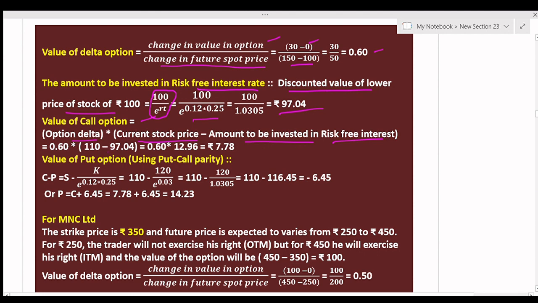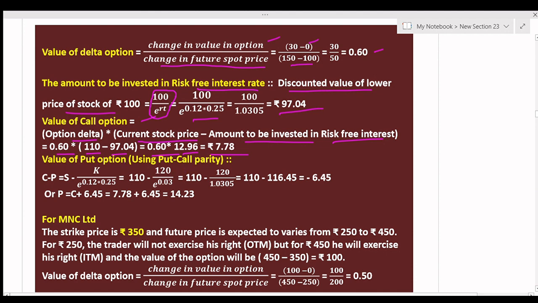That is equal to option delta, 60%, into the current stock price of 110, discounted value is 97.04. That is, the amount to be invested is equal to 0.60 into 12.96, that is equal to 7.78 rupees. 7.78 is the value of the call option.